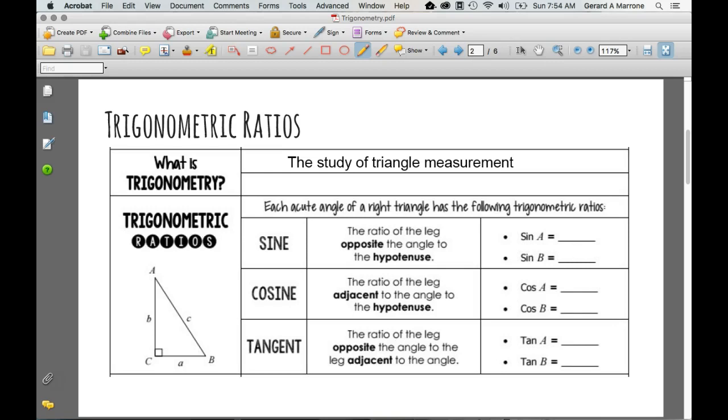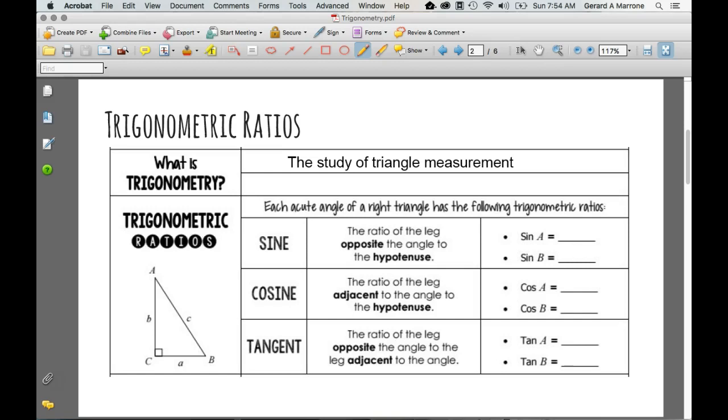Simply put, it's the study of triangle measurement. It's when we are looking for specific side lengths of a triangle when we're only given a small amount of information. We were able to find side lengths given two other side lengths, but now we're going to be able to do it with sides and angles in a comparison. And we've got three ratios we're going to work with.